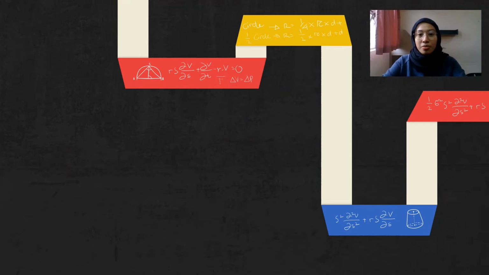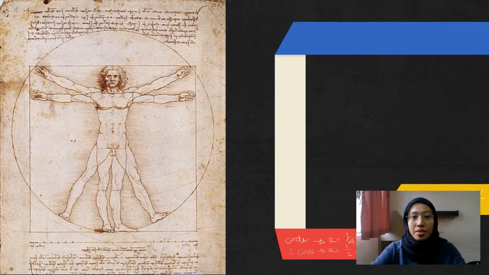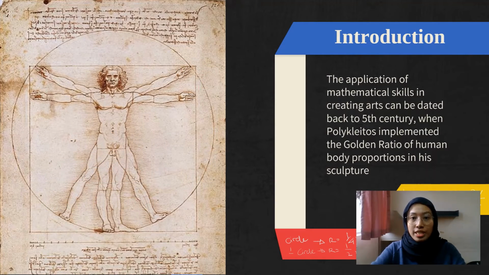So I'll start off with my part, which is on the visual arts design and differential equation. Arts and mathematics are linked in a variety of ways. The application of mathematical skills in creating arts can be dated back to the 5th century when Polykleitos implemented the golden ratio of human body proportions in his sculpture. In this section of the presentation, ideas on how differential equations are used in creating, understanding as well as analyzing works in visual arts or design will be discussed.